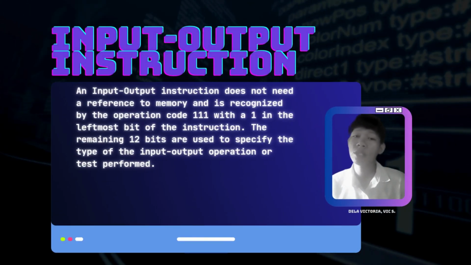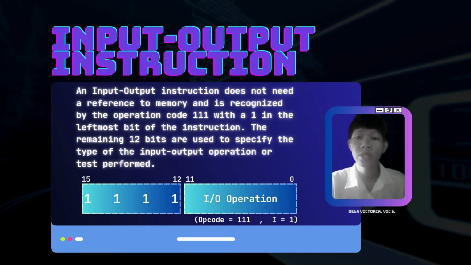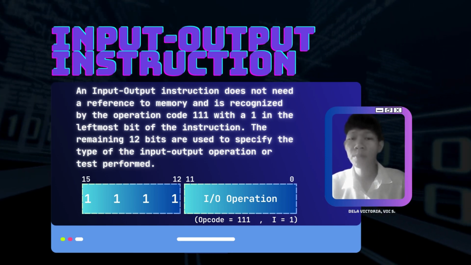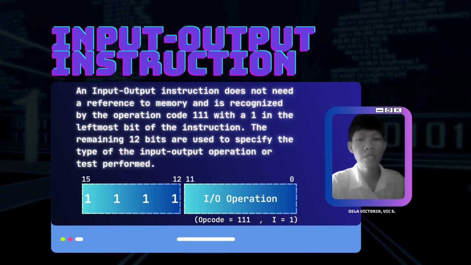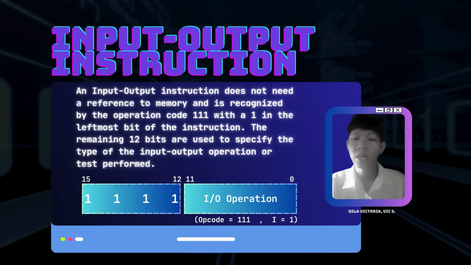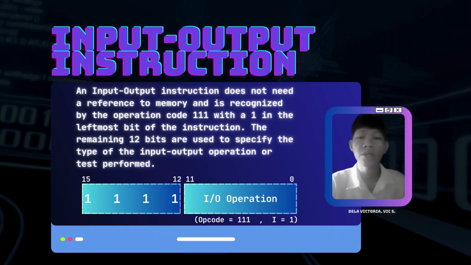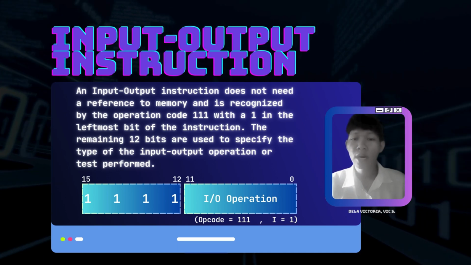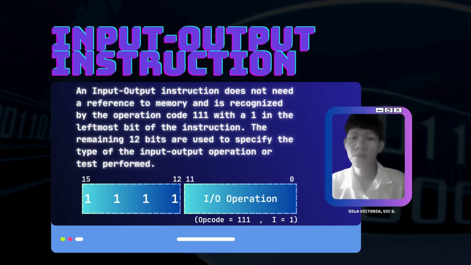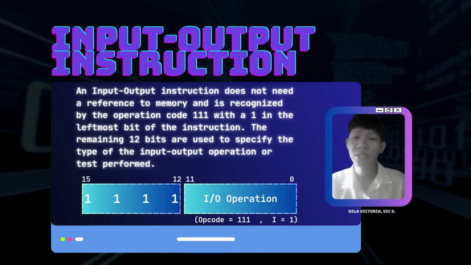For input-output instruction, bits 12 through 14 should be equal. The operation code is 111. Bit 15 determines the type of instruction. If bit 15 is 0, it's a register reference instruction. If bit 15 is 1, it's an input-output instruction. The remaining 12 bits specify the type of input-output operation or test. In summary, if the operation code is 111 and bit 15 is 1, it's an input-output instruction. If bit 15 is 0, it's a register reference instruction.